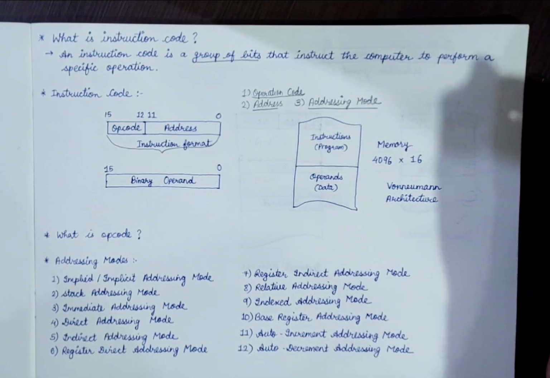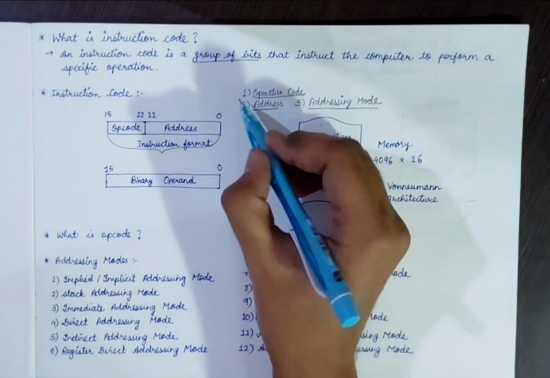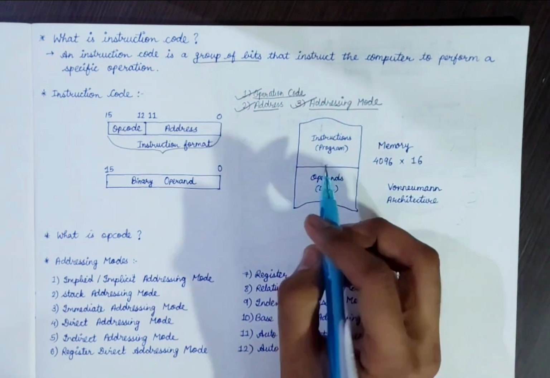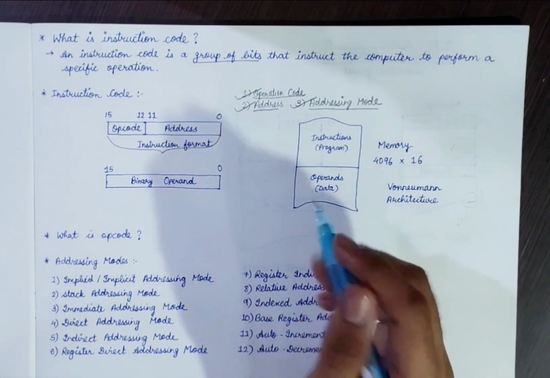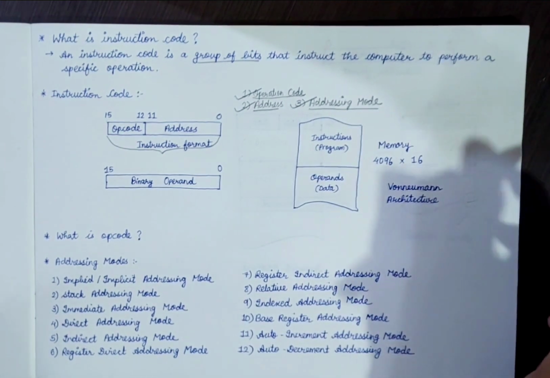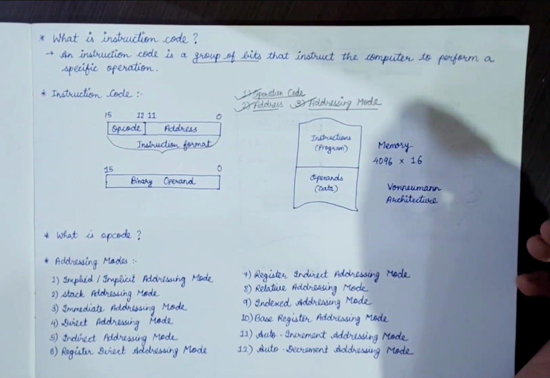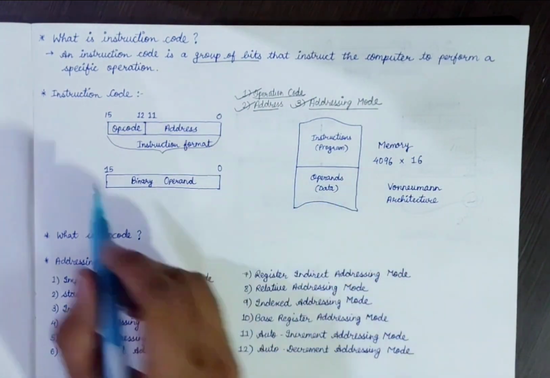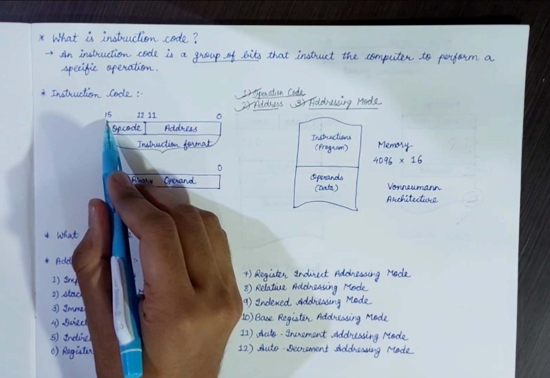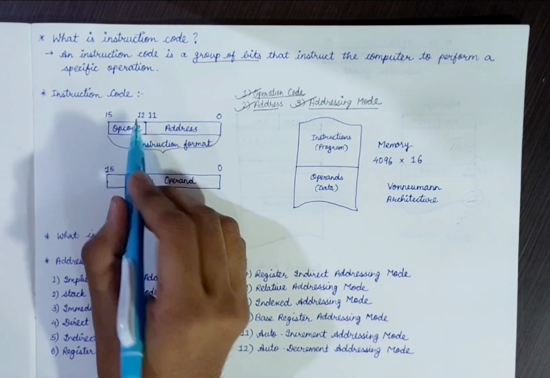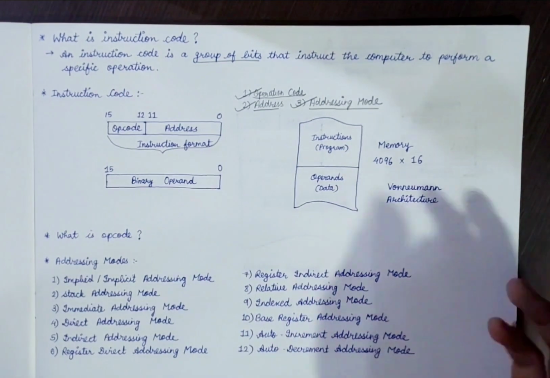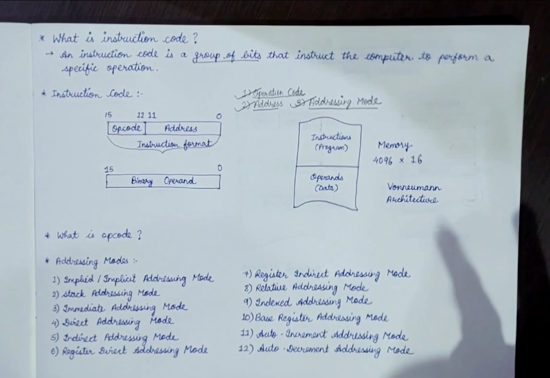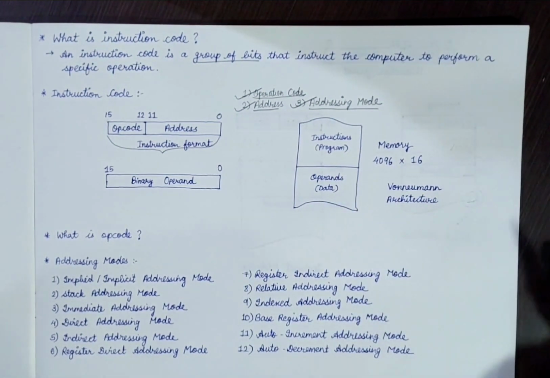The instruction code is mainly divided into three parts: the operation code, address, and addressing mode. First of all, what is operation code, or we can say opcode? The opcode represents which operation should be done on the operand. For example, here I have taken the operation code of 4 bits, that is 15 to 12. But it is not necessary that in all microprocessors the operation code will be of 4 bits only. It may be different on the basis of microprocessor design.